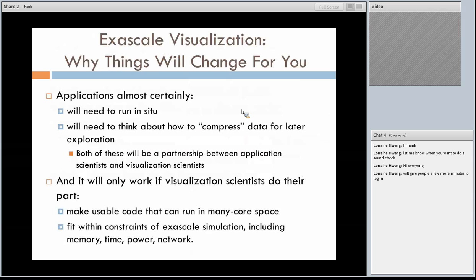And then there are some other things that will only work if the visualization scientists do their part. And so we're actively working on making usable code that can run in a many-core space and fit within the constraints of the exascale simulation, including memory, time, power, and the network. And so these four blue sub-bullets all correspond to the angry pups that I put out earlier.